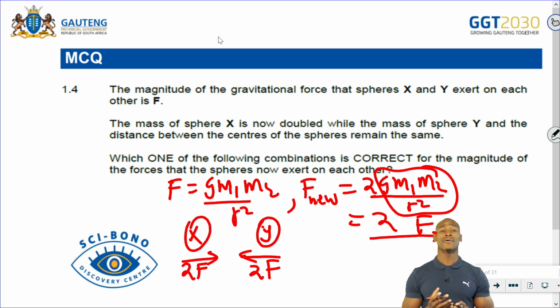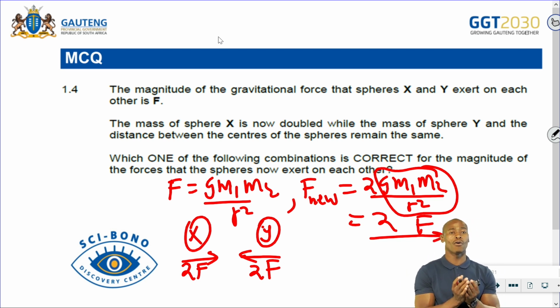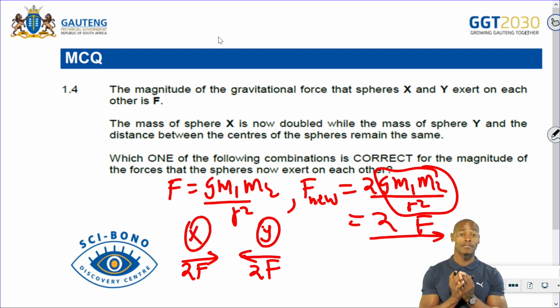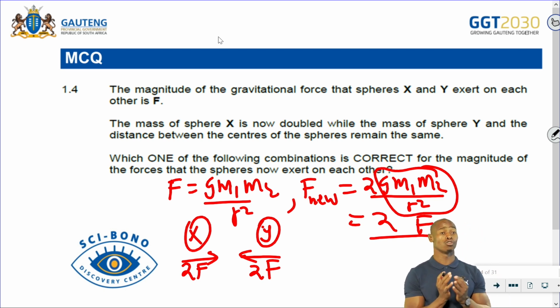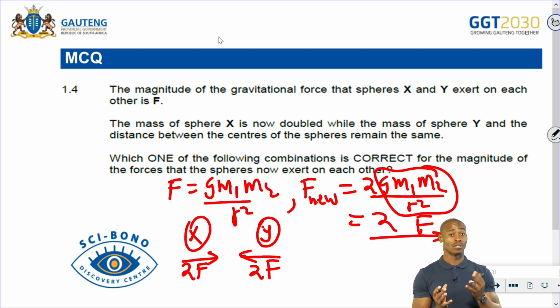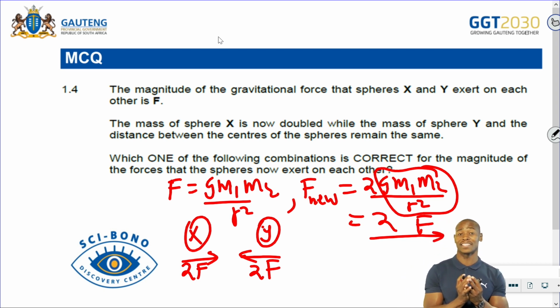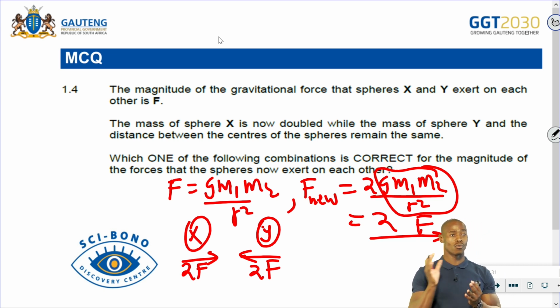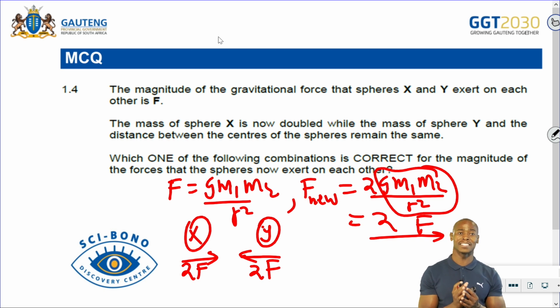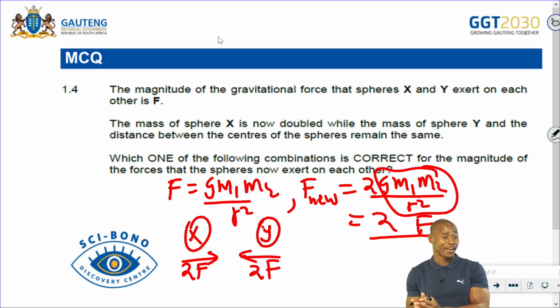So if they were asking us about the initial force or magnitude of the force they exerted on each other before the mass of sphere X was doubled, it was going to be F and F, because we're told that the force the two spheres exert on each other is F. So the force that X will exert on Y will be F, and the force that Y will exert on X will be F. But now the mass of X was doubled, so we had to find the new magnitude of F, and the new magnitude of F that we got was 2F.